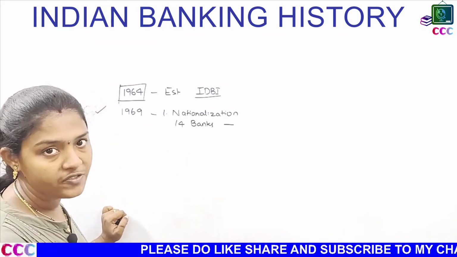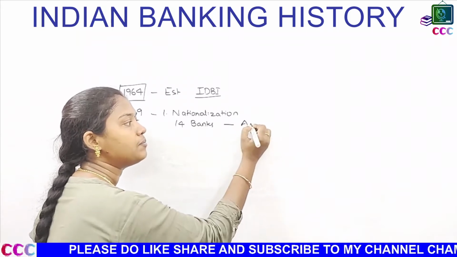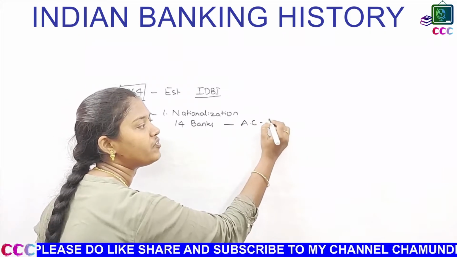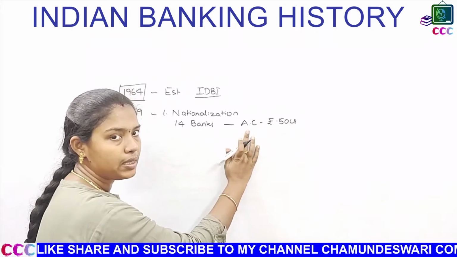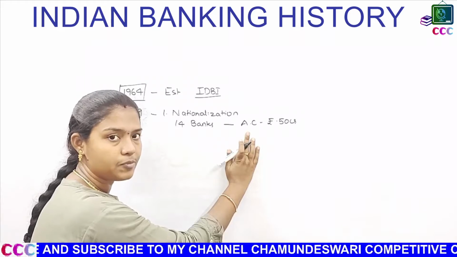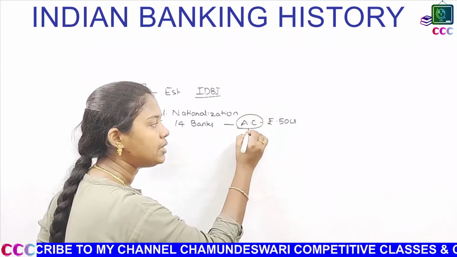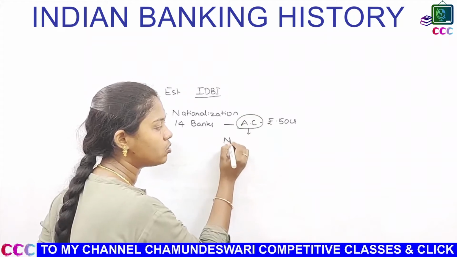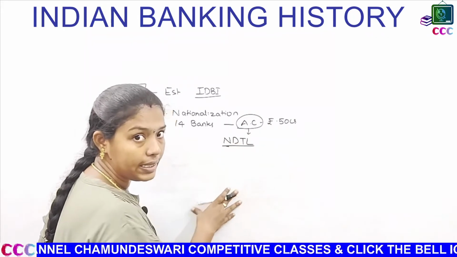For the purpose of nationalization, are any rules and regulations required? Does anything need to be satisfied? Answer is yes. What was that? Authorized capital must be minimum 50 crore rupees. What is the meaning of authorized capital? I explained in the previous videos. I will provide the link in the description box. In banking terminology, authorized capital is also known by the term NDTL.